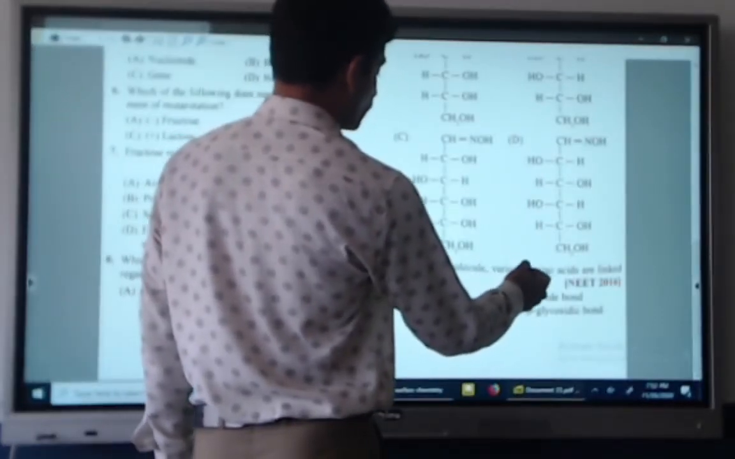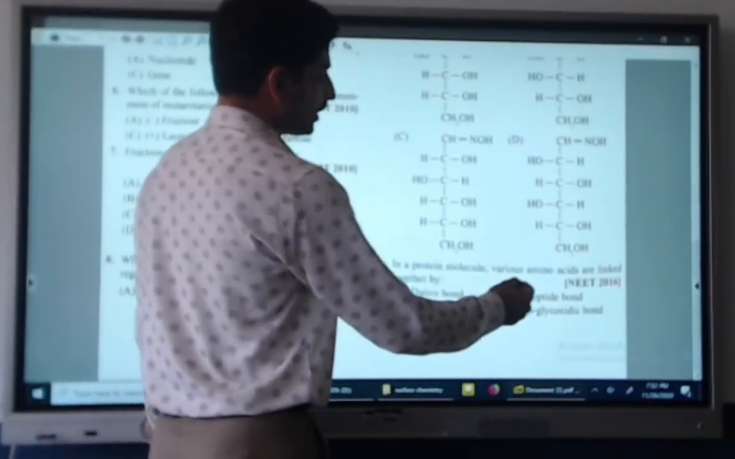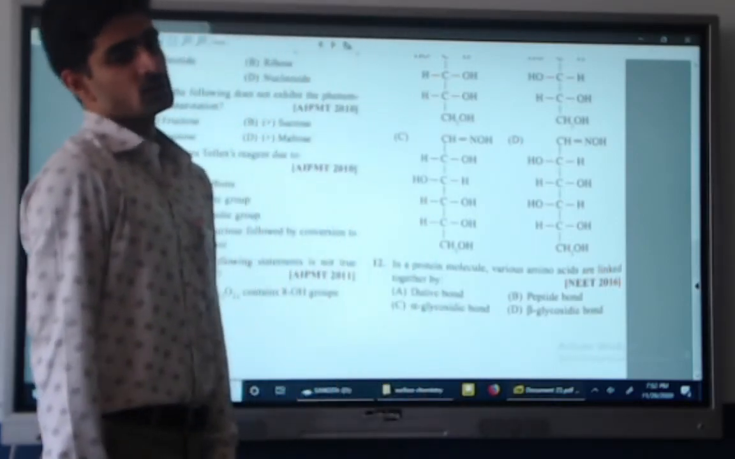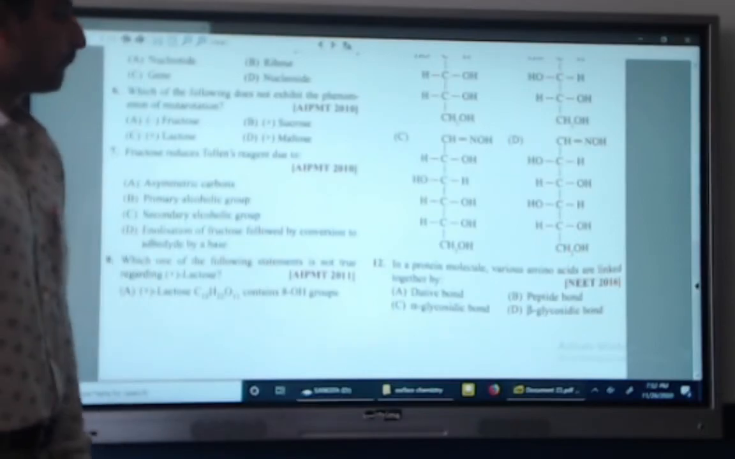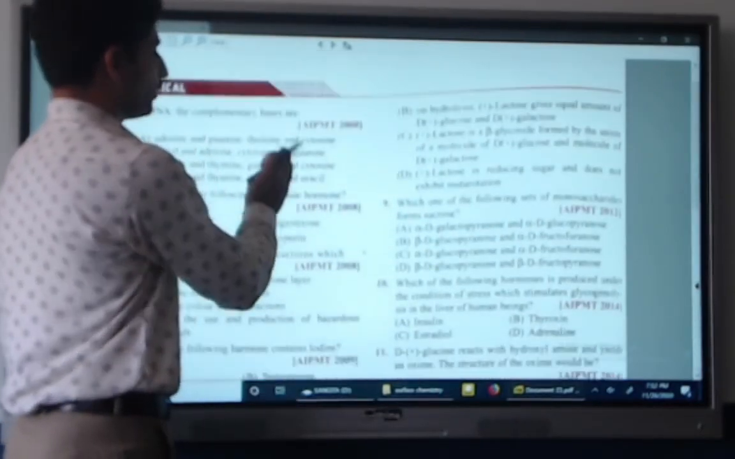In a protein molecule, various amino acids are linked together by a dative bond, peptide bond, alpha glycoside bond, or beta glycoside bond. You already know the answer: they are linked by peptide bonds. So these are some questions regarding biomolecules.